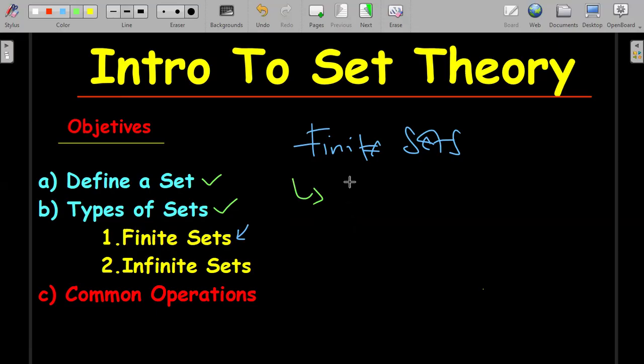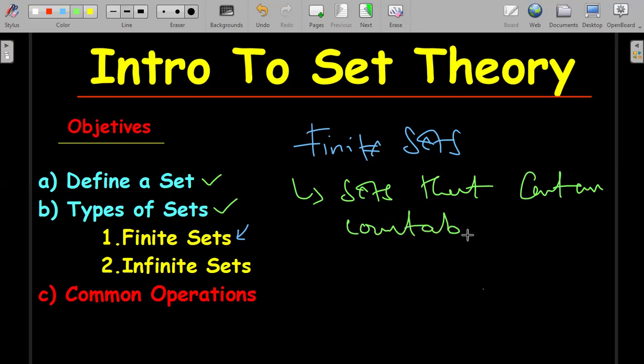Okay, so these are sets that contain countable elements. Meaning when you are given that set, if it is called a finite set, then you'll be able to count how many elements or how many members you have inside that set. That's what we mean by finite sets. And then we also have infinite sets.